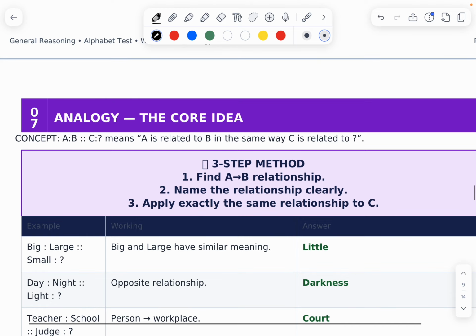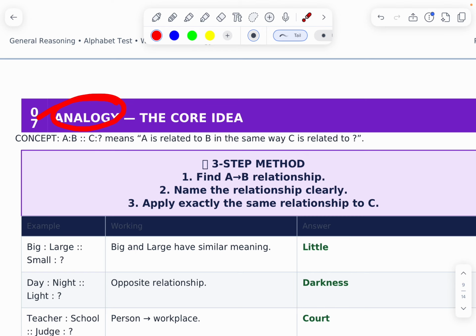Next. Analogy. What is meant by analogy? Analogy means the simple technique. You can find the relation between these. It is very simple. It depends upon the relationships. First of all, you can observe the relationship. Then after, name the relationship clearly and apply exactly the same relationship to C.